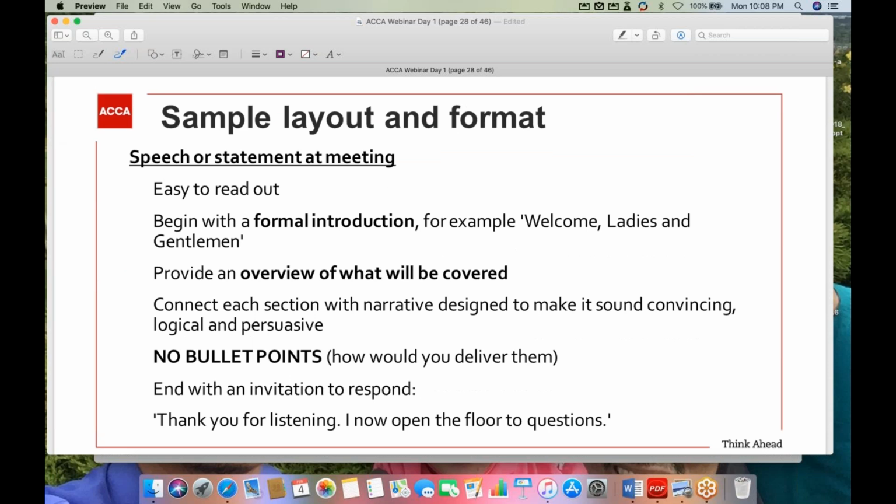Okay, this is a speech or statement at a meeting. It should be in a form that is easy to read out. Begin with a formal introduction, like welcome, ladies and gentlemen. Provide an overview of what you'll be covering. So it has to be case related. Definitely, when you use this particular format, the content that you're going to put into all these particular formats that we have gone through has to be contextual. It means it has to be case related.